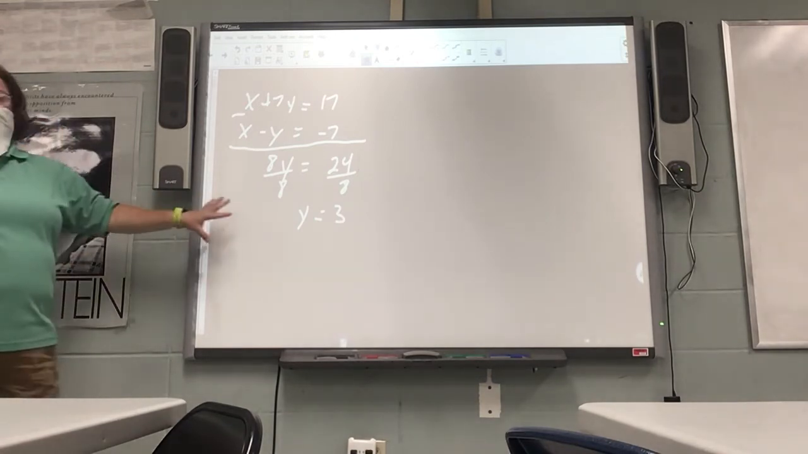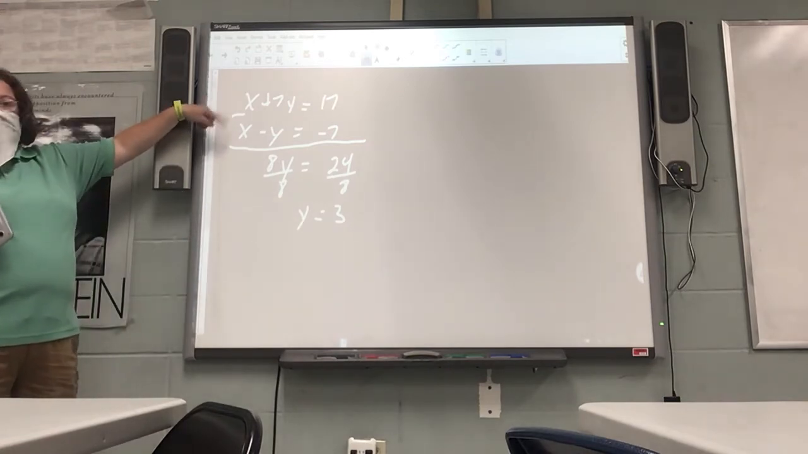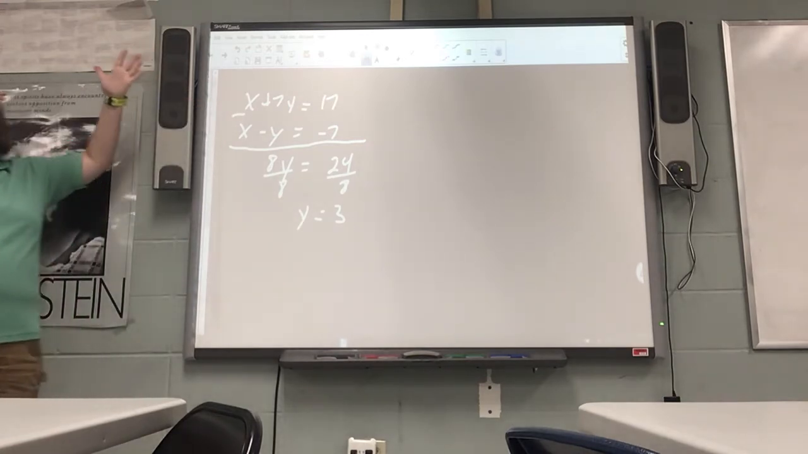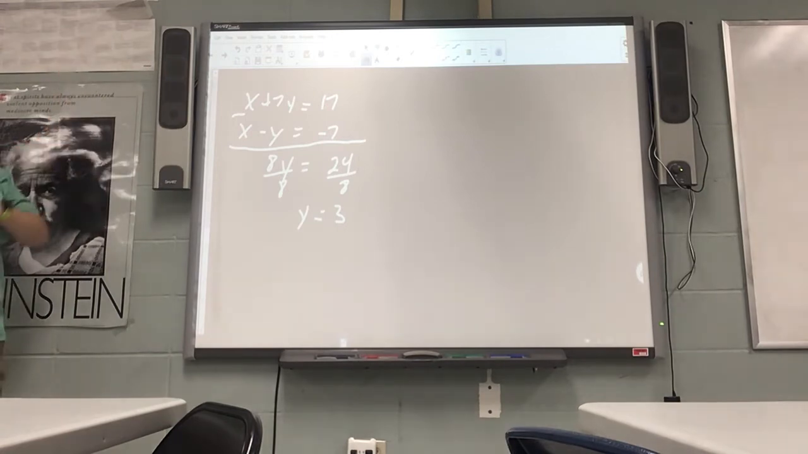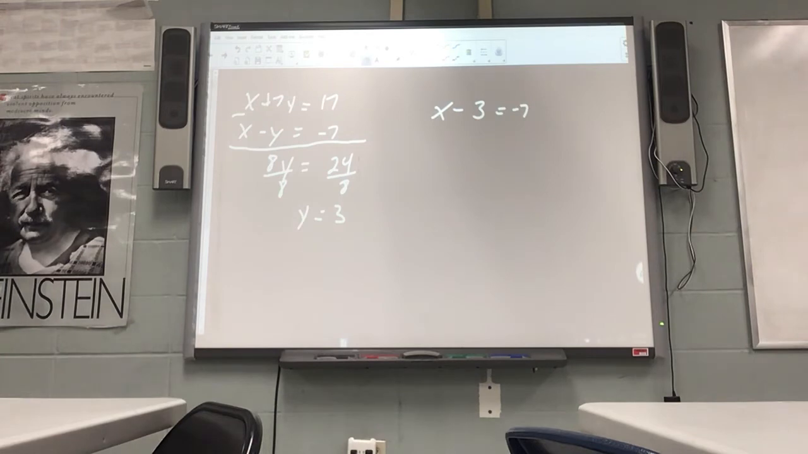Now, what are we going to do with this y equals 3 to get our x? Plug it back in one of them. Doesn't matter which one. Do the 7 one. Okay, the 7 one. So I'll say x minus, but instead of y, I got a 3. That's just one step to solve that. What would you do to solve that? Add 3. So it'd be negative 4. Yes, it would. Good job. Final answer. Make sure you put them in the right order.